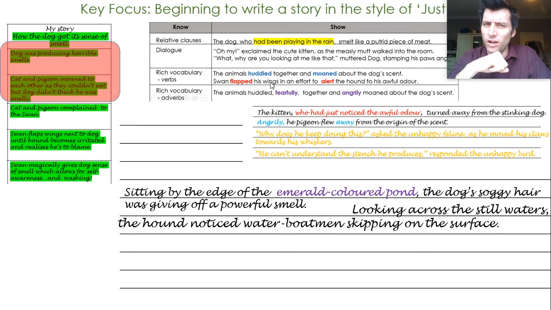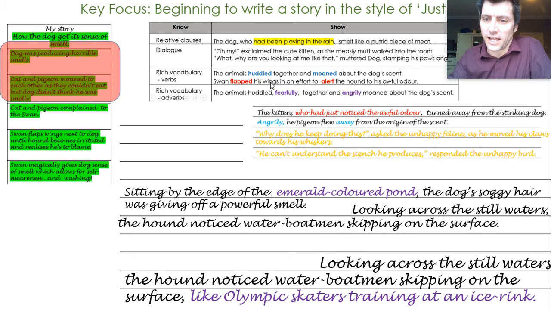The hound. Why have I picked hound rather than dog? Don't want to repeat that language, do I? Looking across the still waters, the hound noticed water boatmen skipping on the surface. I like that picture of skipping. So it's got this idea about how they're moving, and they're not going underneath, they're not next to, but they're on the surface. Okay, so I can picture what's going on and where things are happening.